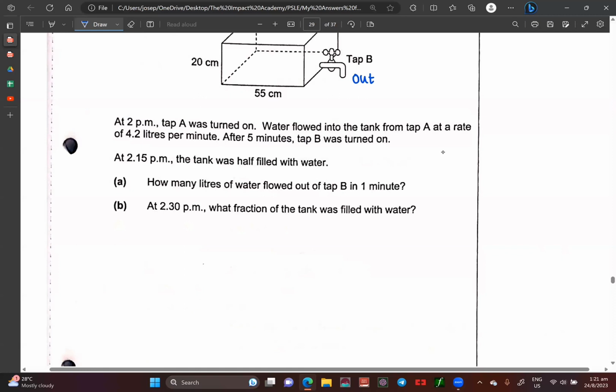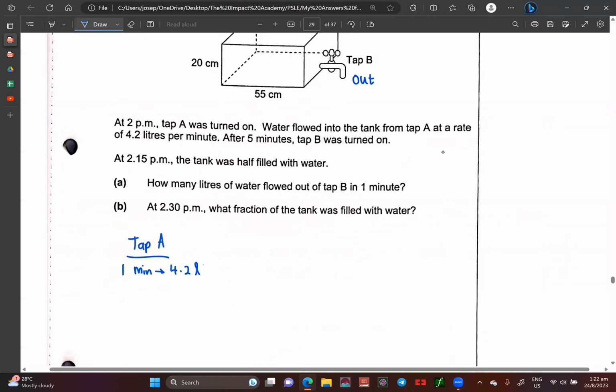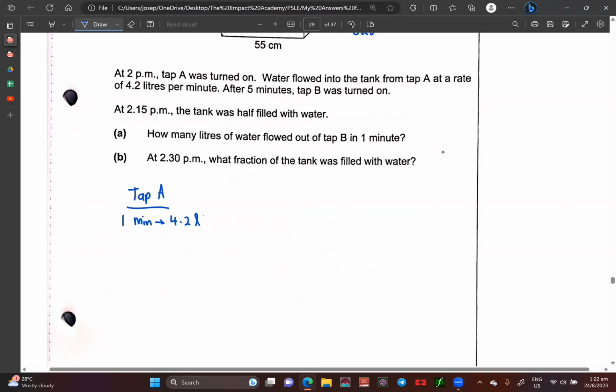So we know that for tap A, every 1 minute, 4.2 liters of water will go in. And this happened at 2 p.m., so you might want to write down 2 p.m. What I like to do is draw a timeline, because when I draw a timeline, it will be very clear at each juncture how much of the water is inside or how much of the water flows in. So what I would prefer to do is draw a timeline.